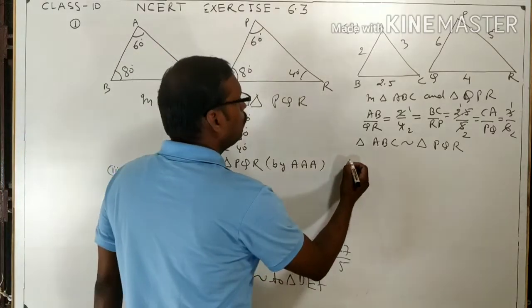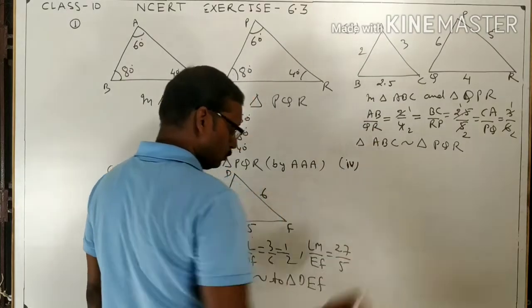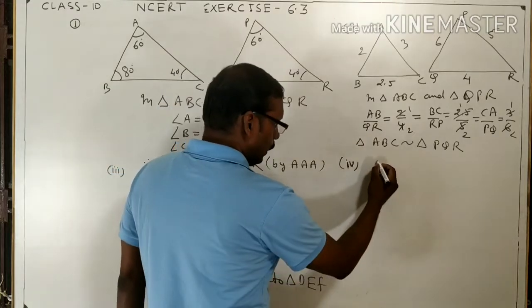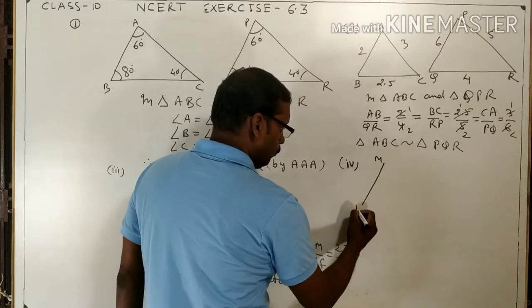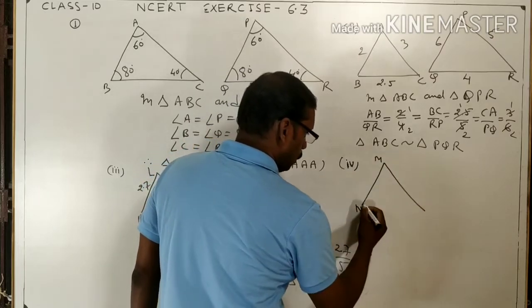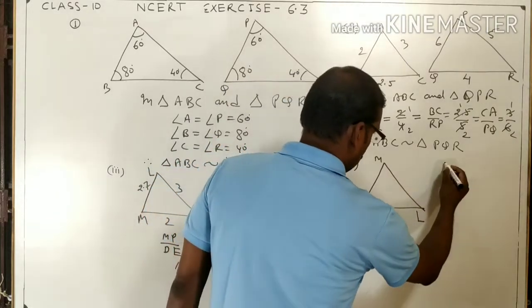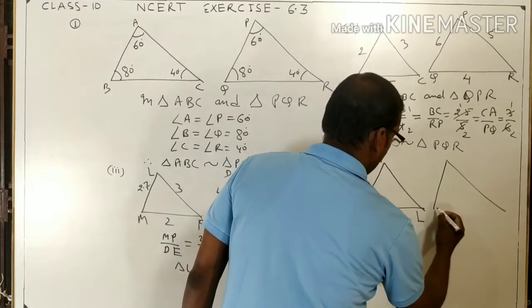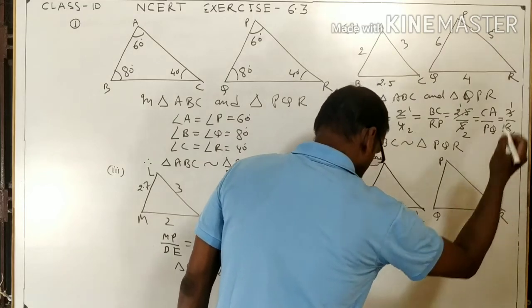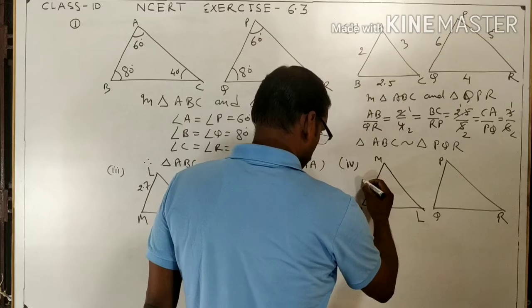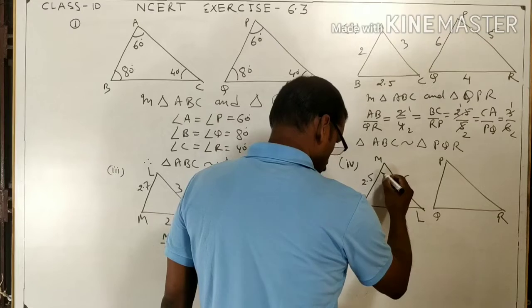Figure number 4. We have triangles MNL and PQR. This is 2.5, 2.5. This is 5, and this angle is 70 degrees.